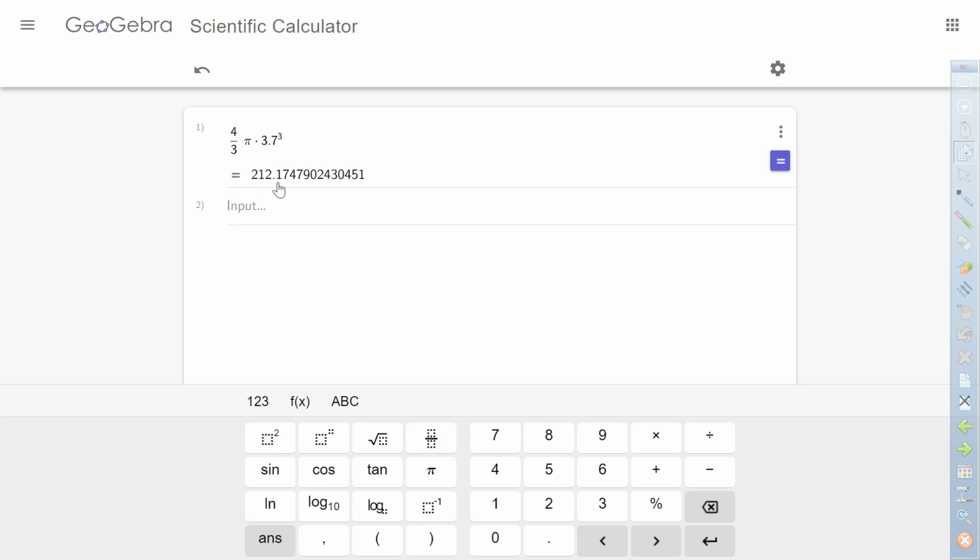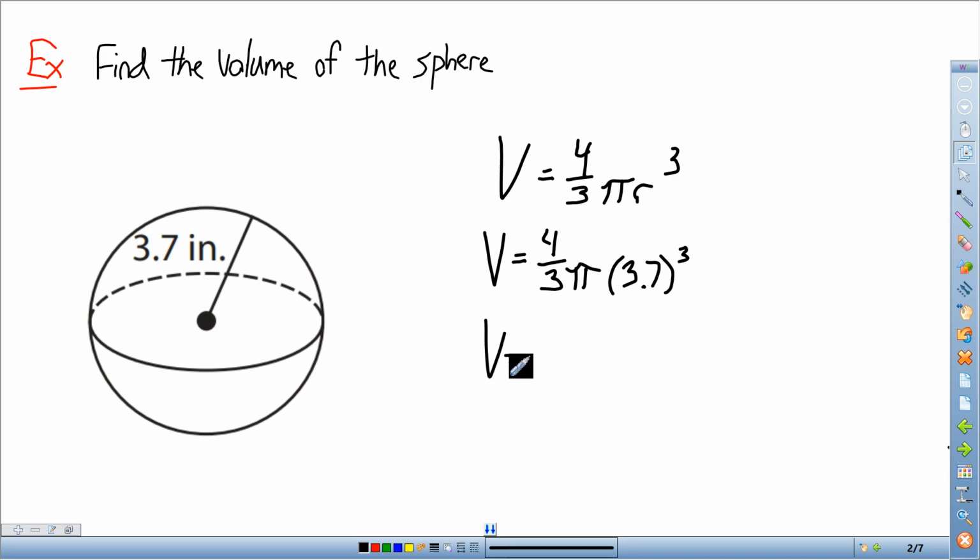212.17. We're going to round to the tenths like we always do. So it looks like that one's going to round up to a 2. So 212.2. All right, and just like before, it's in units cubed when we're finding volume. So inches cubed.